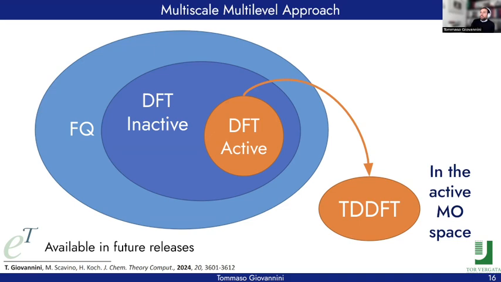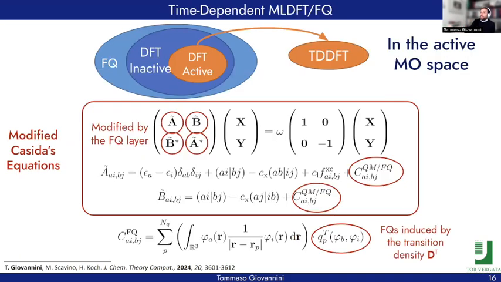You do that, of course, by modifying again the Casida equations, where these matrices are defined just in the active molecular orbital space, so they are smaller with respect to the full DFT space. And then you add, of course, the fluctuating charges contribution again, because these charges will respond to the transition density.